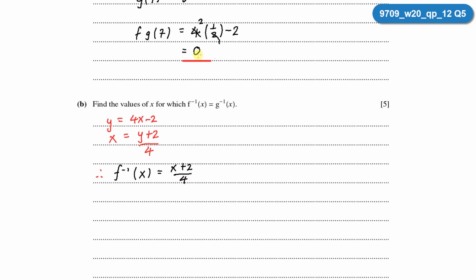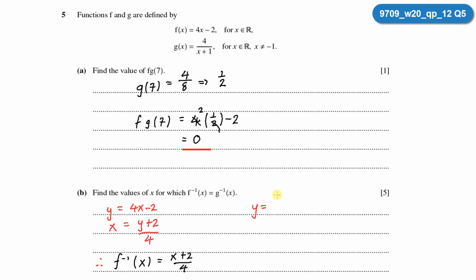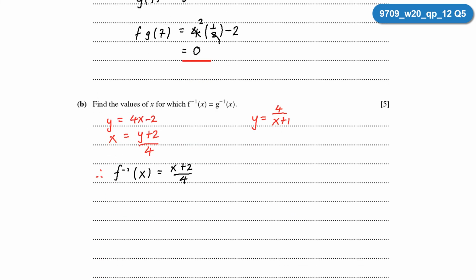We can do the same for g inverse. So we say y is equal to, the function g is 4 over x plus 1. So we make x subject. So that's multiplying, that's xy plus y is equal to 4. And thus xy is equal to 4 minus y. So that means that x is equal to 4 minus y over y.